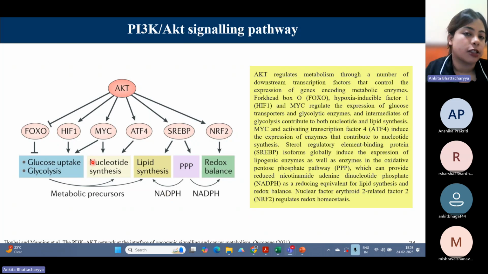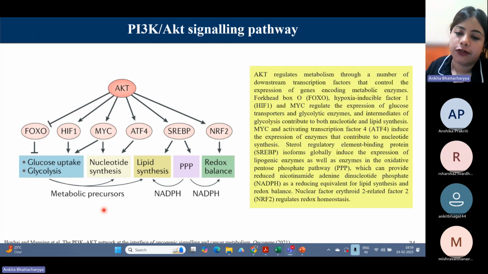If you have studied metabolism in your undergraduate or something, you would be very familiar with AKT by now, because it sits at the top and it just controls a lot of things inside the cell. Lipid synthesis, pentose phosphate pathway, PPP, redox balance, all these metabolic pathways are under its control.